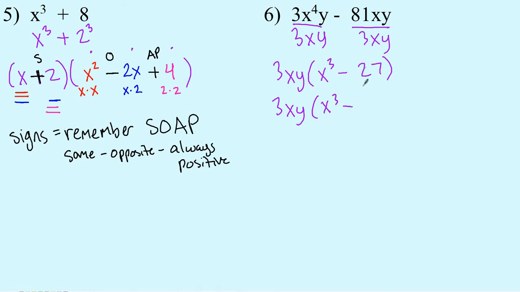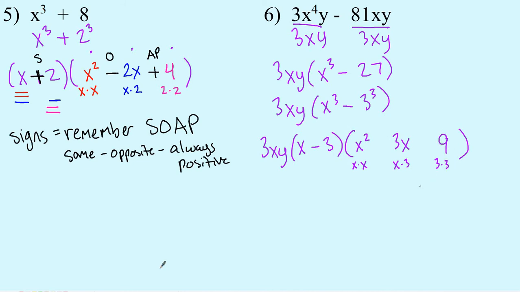x cubed minus, well, 27 is 3 cubed. So write the first set of parentheses. Just keep bringing that GCF down. Drop off the cubes. x minus 3. Your second set of parentheses is the longer one. We do x times itself, so x times x, we get x squared. Then we do the middle term, x times 3, which is 3x. We do our last term, 3 times itself, so 3 times 3 is 9.